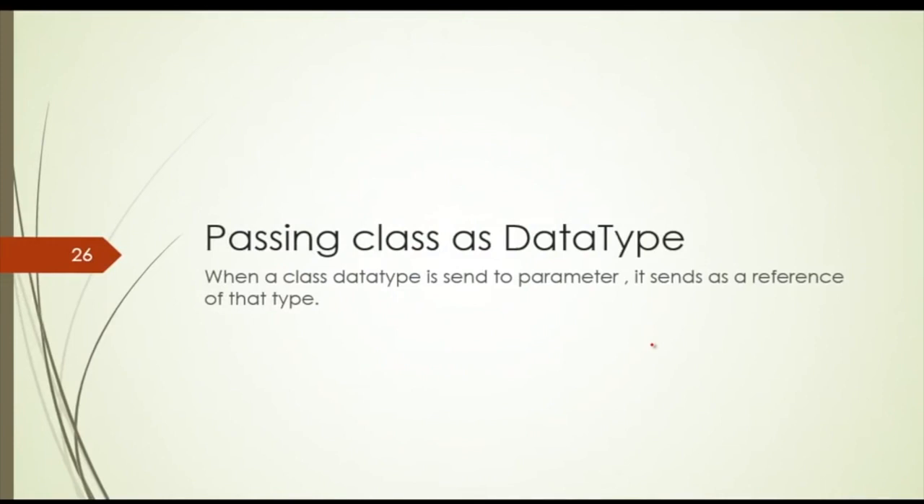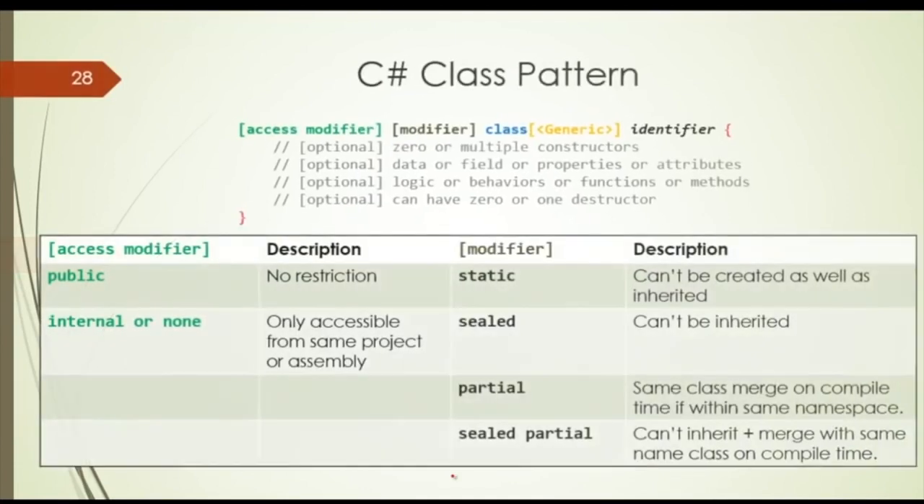The reason behind giving you this example is you can pass your class as a data type in a function parameter. Whenever you pass a class as a function parameter, it passes as a reference type, so that you don't confuse it with the value type or reference type. That's why I explained it.